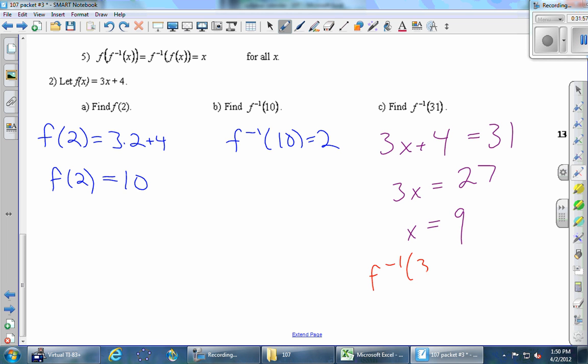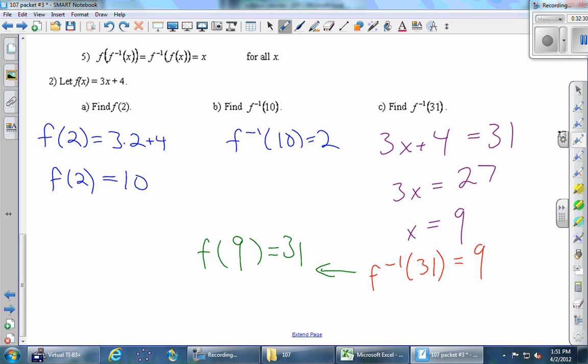So how much is f inverse of 31? It is 9. And before I go to the next page, I'm going to write one other sentence here. F of blank equals blank. Yeah, we just found f inverse of 31 is 9 because f of 9 is 31. You could check. Plug 9 in. 27 plus 4 is 31.